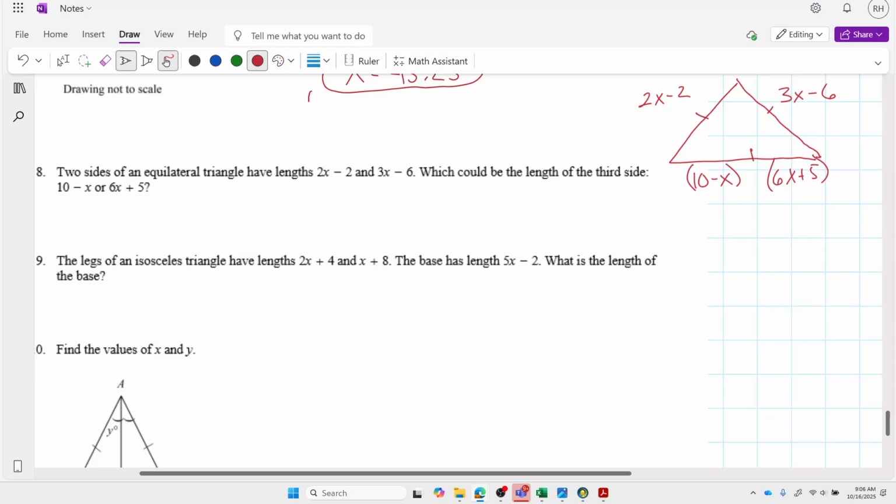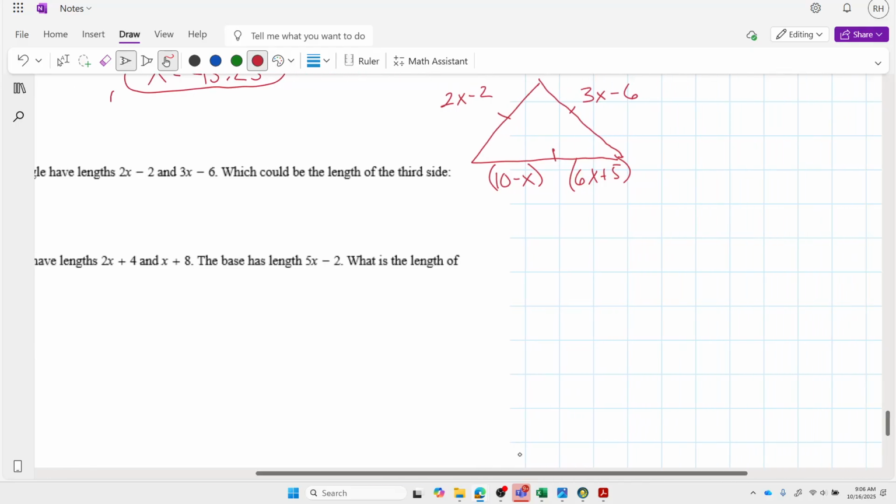So here's what we're going to do. We're going to use the two sides that are given. All right, the 2x minus 2 and the 3x minus 6, those two sides are equal to each other. So 2x minus 2 equals 3x minus 6. So subtract 2x from each side. And negative 2 equals x minus 6. And add 6 to each side. So 4 equals x.